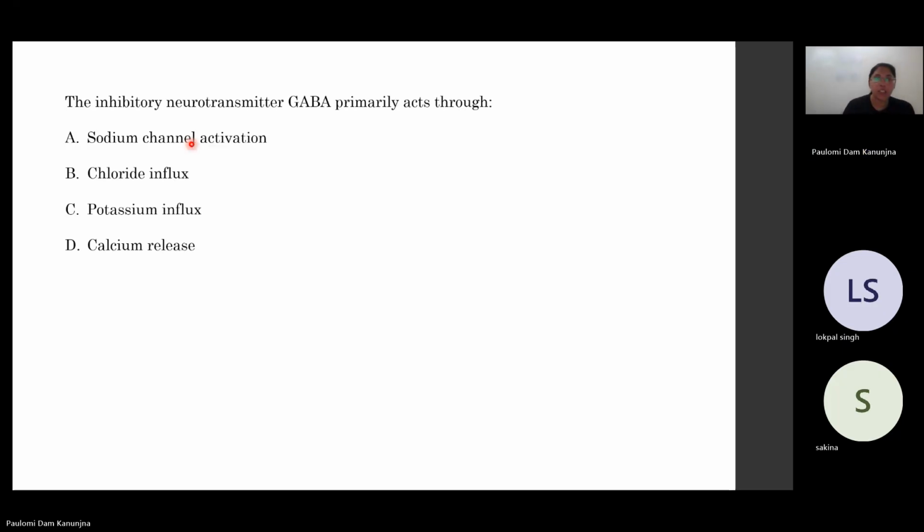Okay. So let me give you the answer. It's chloride influx. And I will tell you how beautifully it connects. Okay. So your GABA is a neurotransmitter. GABA, all this while I've been talking about GABA. What is the full form of GABA? It's gamma aminobutyric acid. Okay. So it's a neurotransmitter. It is released into the synapse.